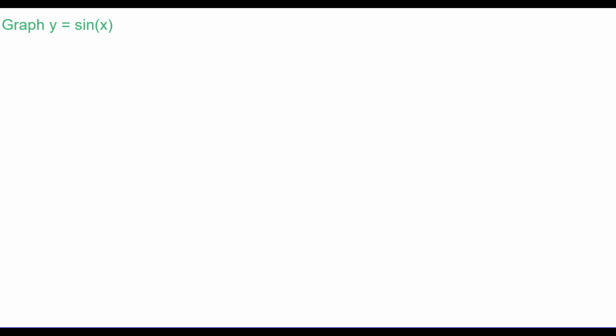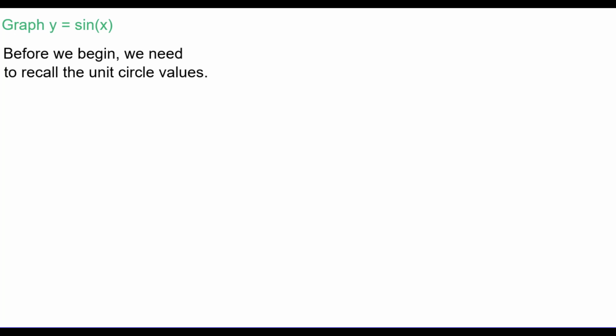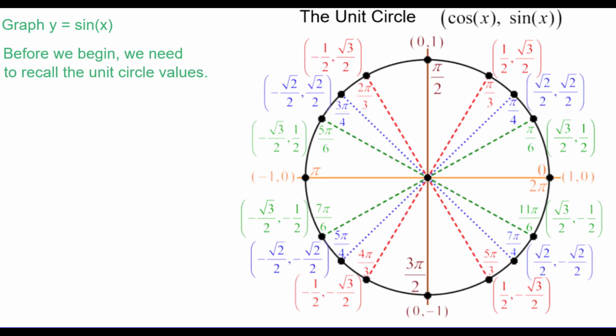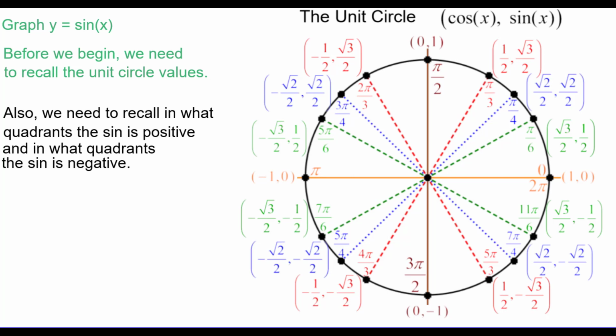Graph y equals the sine of x, but before we begin, we need to recall the unit circle values, and here they are. We also need to recall in what quadrants the sine is a positive number and in what quadrants the sine is a negative number. Remember that sine is the second coordinate of each point on this unit circle. Press pause, resume when you're ready.